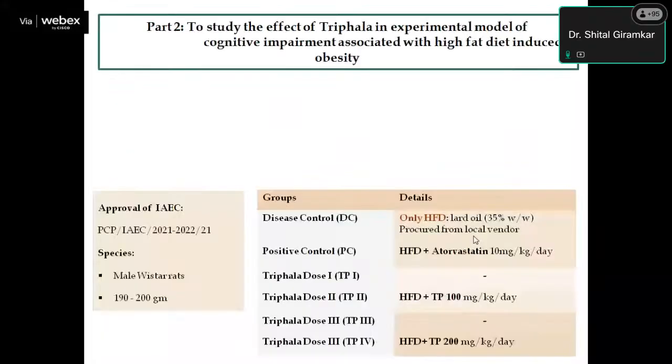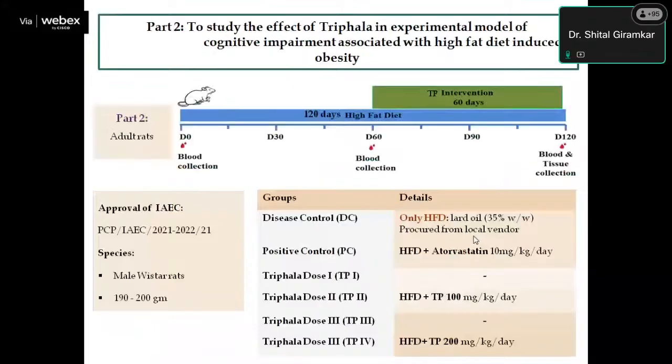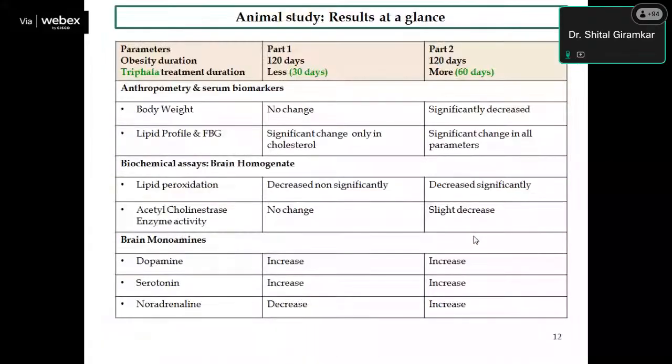And then, as I have already mentioned in part 2, after conducting the part 1 experiment, we performed the experiment again, where we changed our methodology or study design by intervening with Triphala for more days, like 60 days. Instead of going into detailed results, I have made a comparative table. In part 1, where we gave Triphala treatment for 30 days, there was no change in body weight, but after the 60 days treatment, there was a significant decrease in body weight.